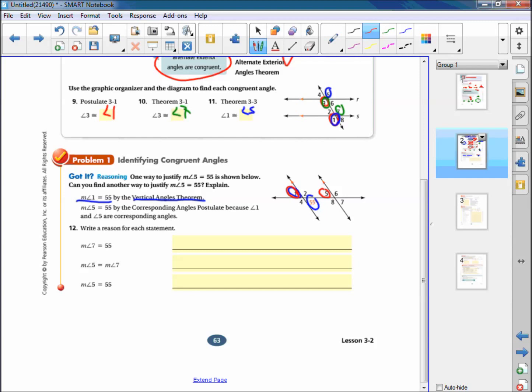And so let's see if we can do this a different way. Write a reason here. And the measure of angle 7 is equal to 55. So the measure of angles 7 and 55 are the same. So 7 and 55 are going to be the same because corresponding angles are congruent. And this only works, remember, if the lines are parallel, okay? And then 5 and 7. 5 and 7 are going to be the same because these are vertical angles. Okay, so this is going to be vertical angles are congruent.